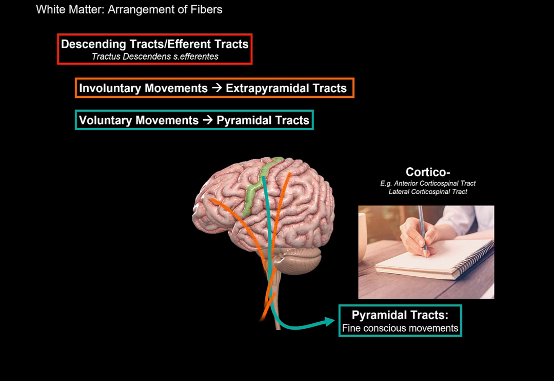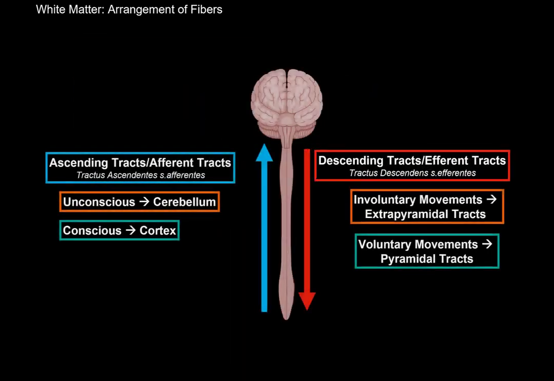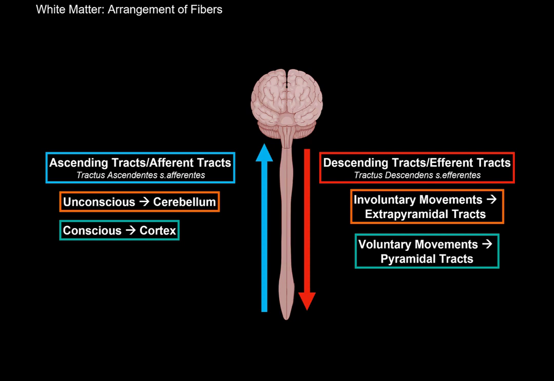When motor fibers don't come from the pyramidal cells, they're called extrapyramidal tracts, meaning these tracts originate from other parts of the brain instead of the primary motor cortex. So these are movements you don't really think about, like keeping your balance and posture when you're walking, as well as rough or coarse movements. These tracts don't come from the primary motor cortex, so they have other names like the rubrospinal tract, tectospinal tract, and olivospinal tract. So I hope this made a little sense, because once you visualize this part, the next part of this video will become much easier to understand.